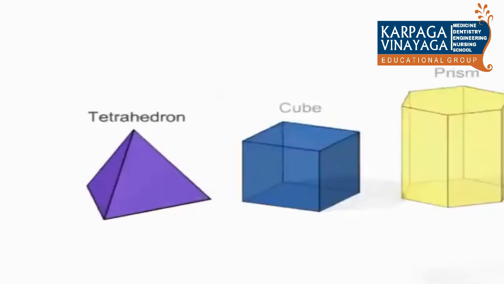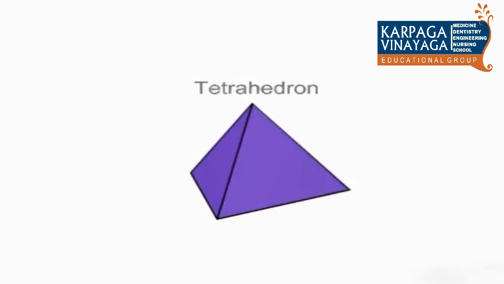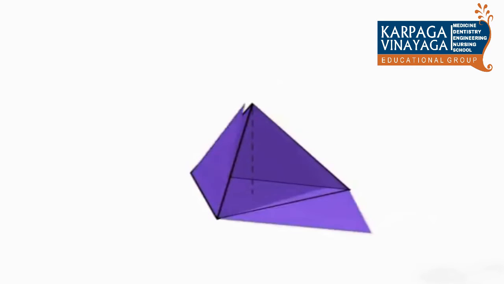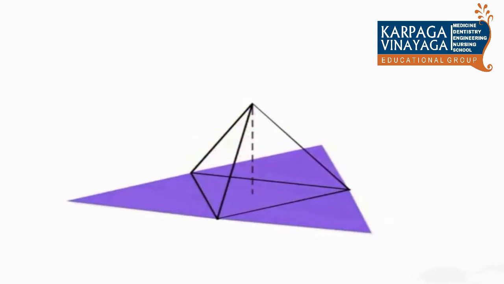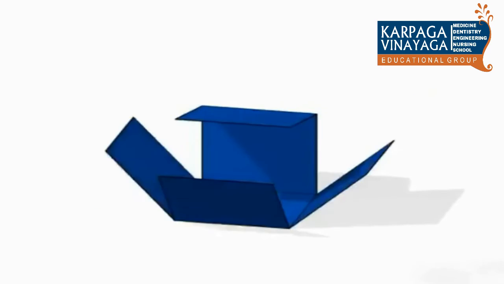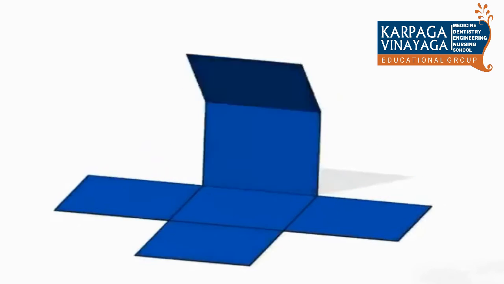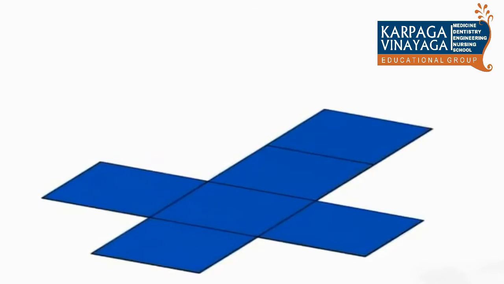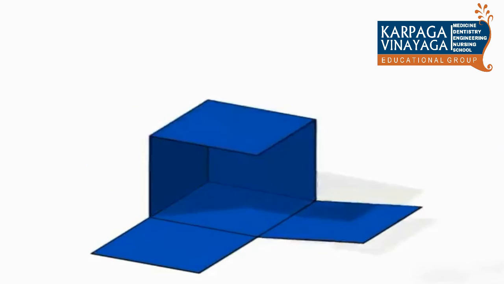Let's start with the tetrahedron. A tetrahedron has one base and one vertex. In a tetrahedron, all sides are equilateral triangles. Second one is a cube. The cube has six identical faces. All identical faces are squares in a cube.